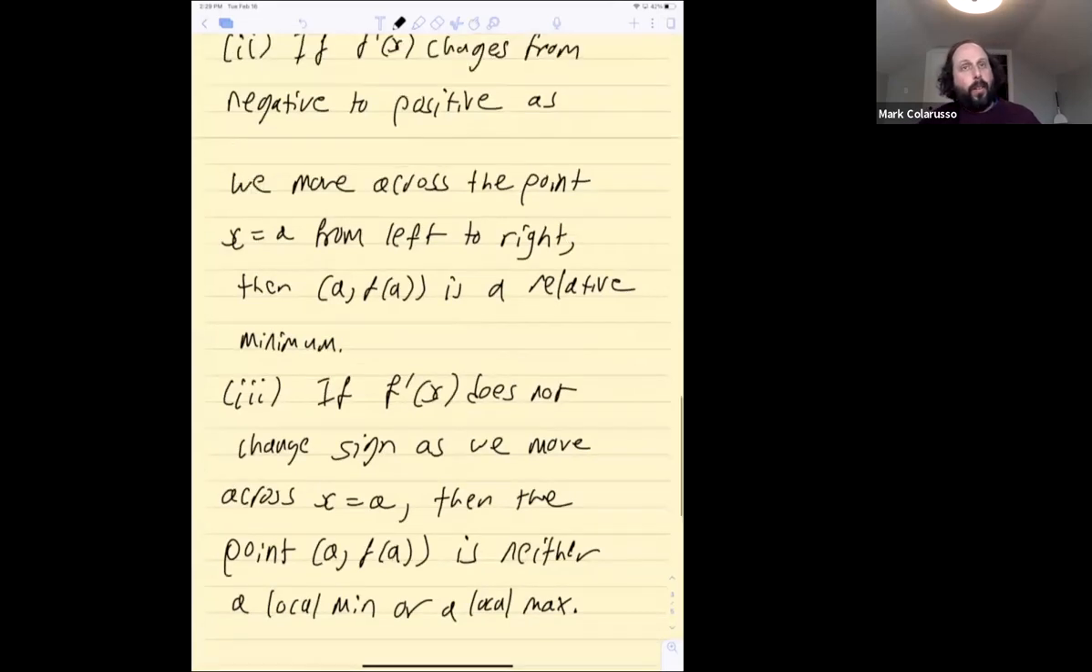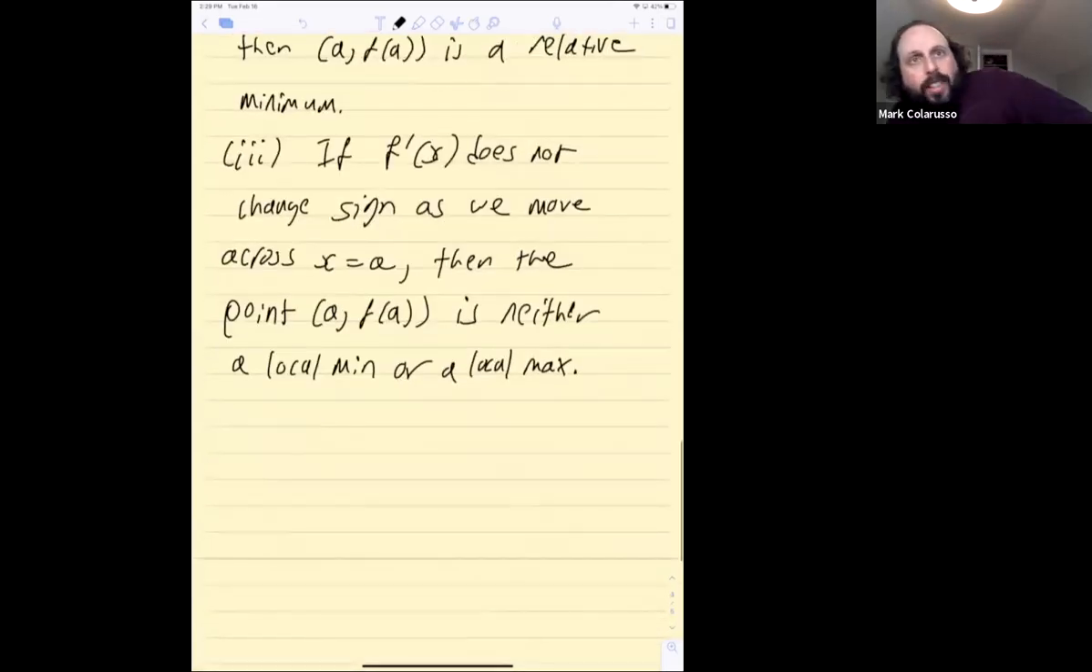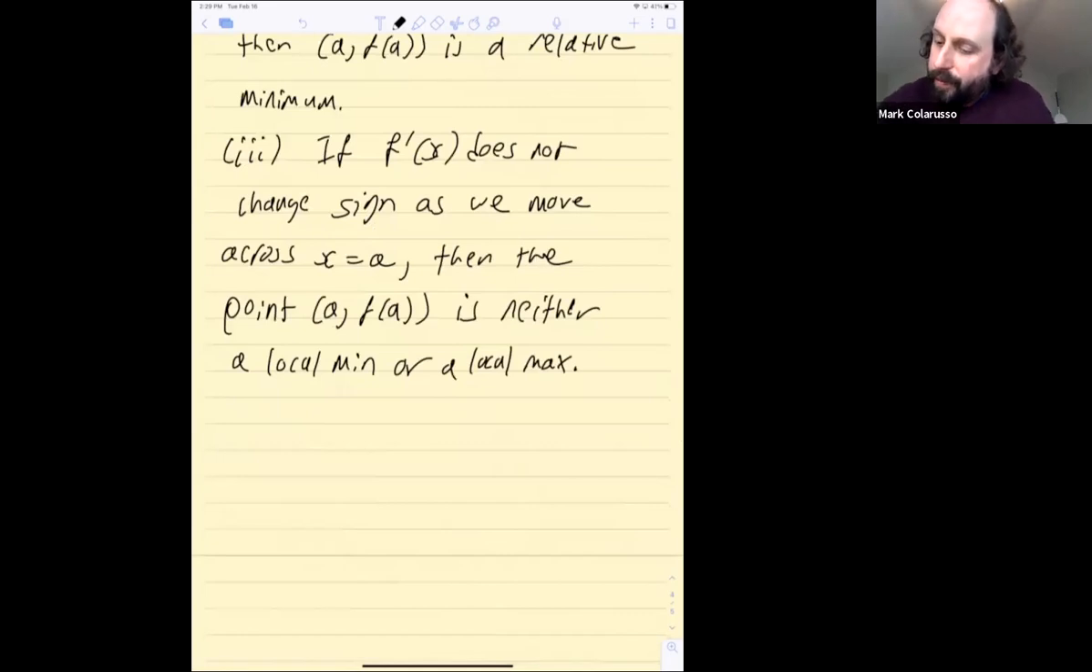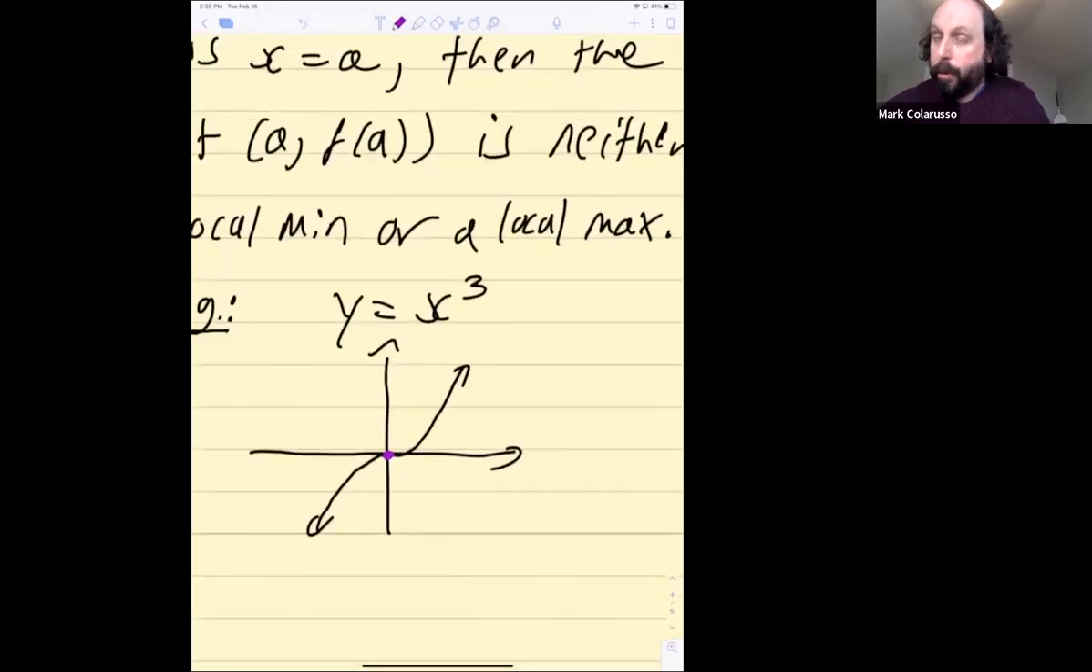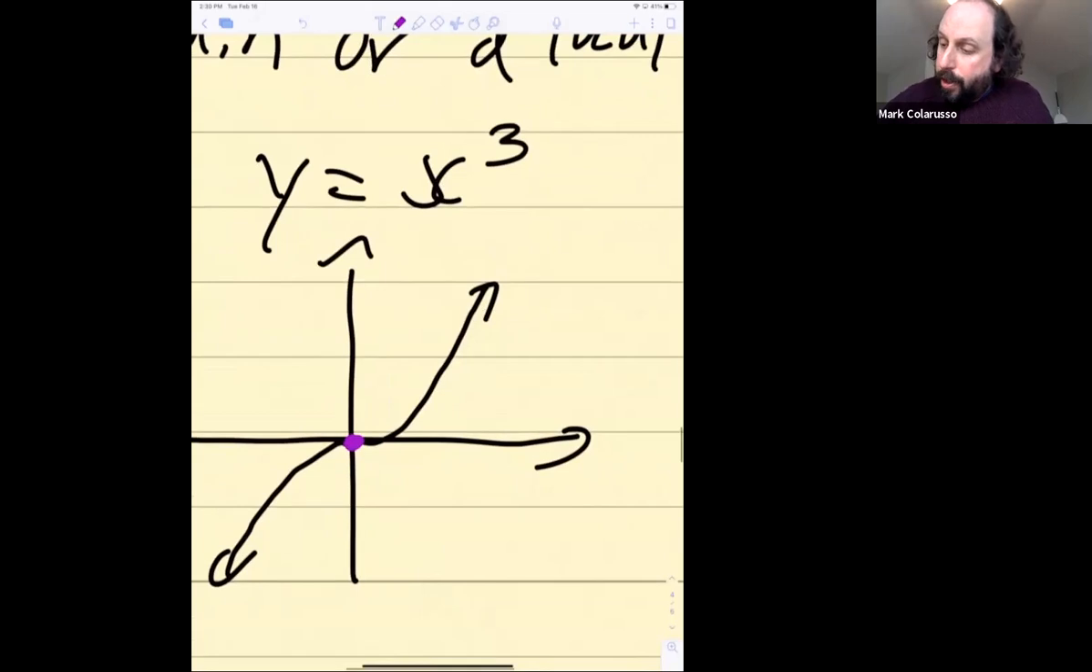Okay, this we haven't quite talked about. So when does this kind of thing happen? For example, you can have the function y equals x cubed, which looks like this. And you look at the point 0. I can blow this up a bit for you. At the point 0, you actually have a flat tangent line. So f prime at 0 is 0.